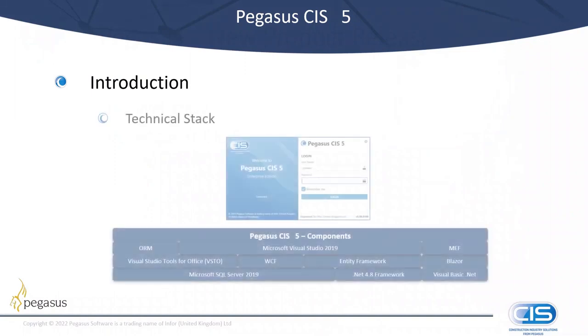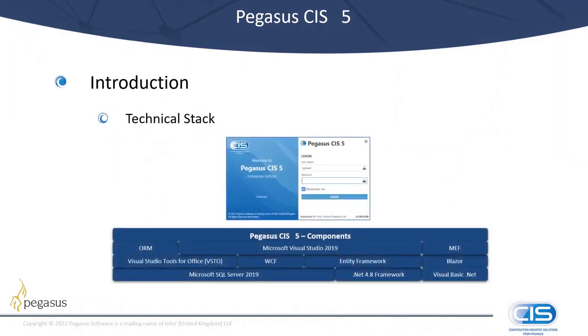Before I talk about the technical stack, let me just comment about the name of the product. It is a product and it's called Pegasus CIS5. It's not called version 5. It is specifically called Pegasus CIS5.